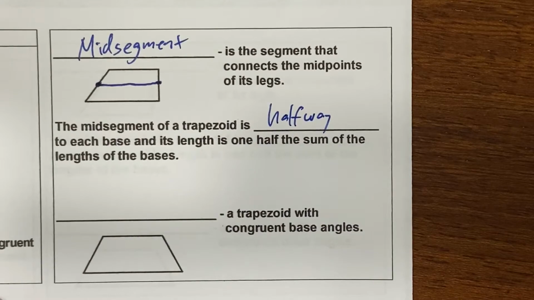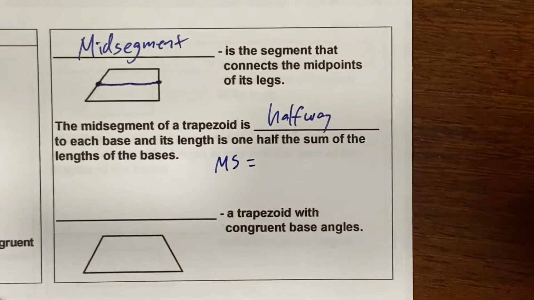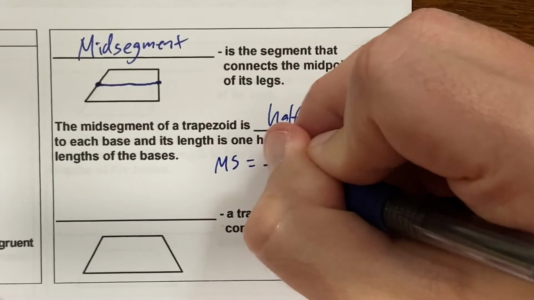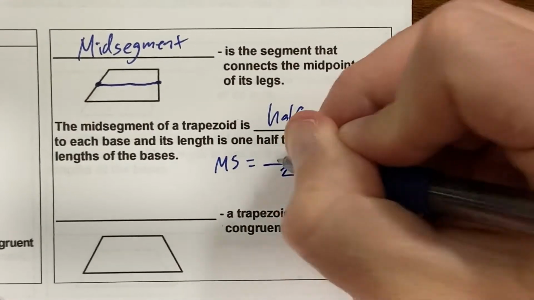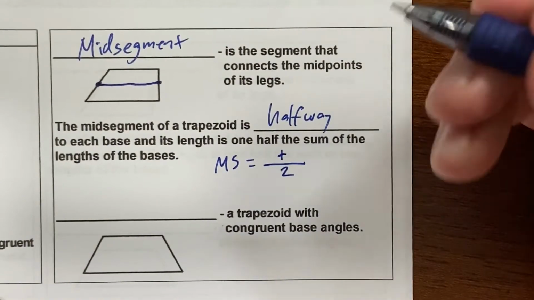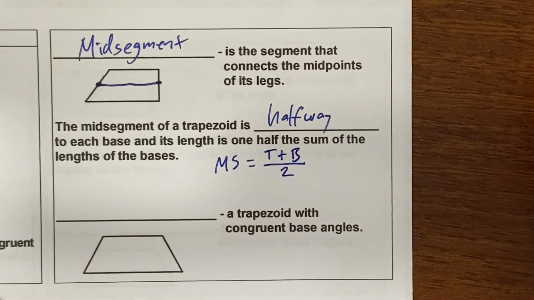It's a lot of prepositional phrases right there. So let's just write it like this. Let's say the midsegment equals 1/2 the sum. So this is 1/2. I'm going to divide by 2. The sum of the lengths of the bases. Well, the bases are the top and the bottom. So let's just write top, bottom there.